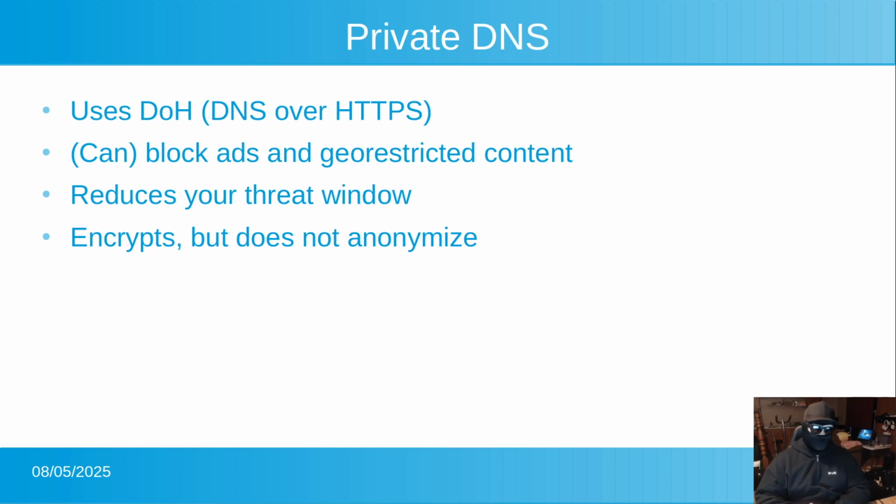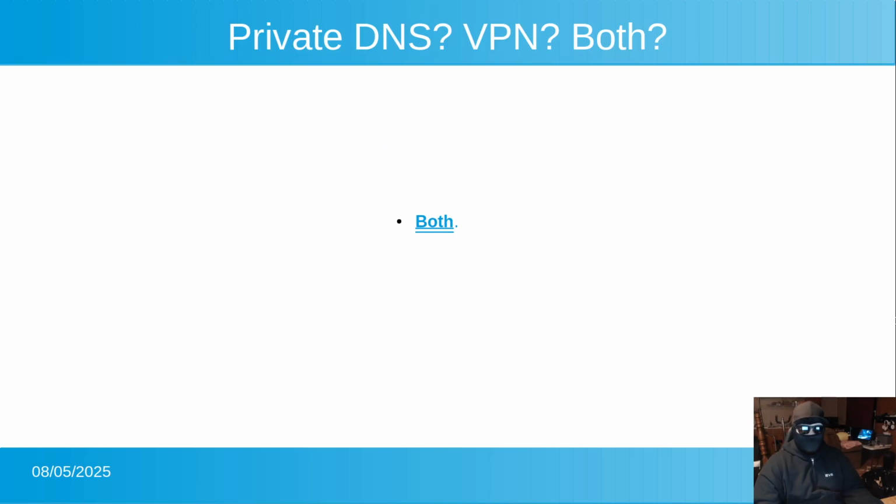It doesn't say, oh, you're from Zurich when you're actually in, like, I don't know, Orlando, Florida, right? So it does encrypt all your traffic, but anybody who sees your IP is still going to know where you're from, or at least the general area. So private DNS, VPN, or both?